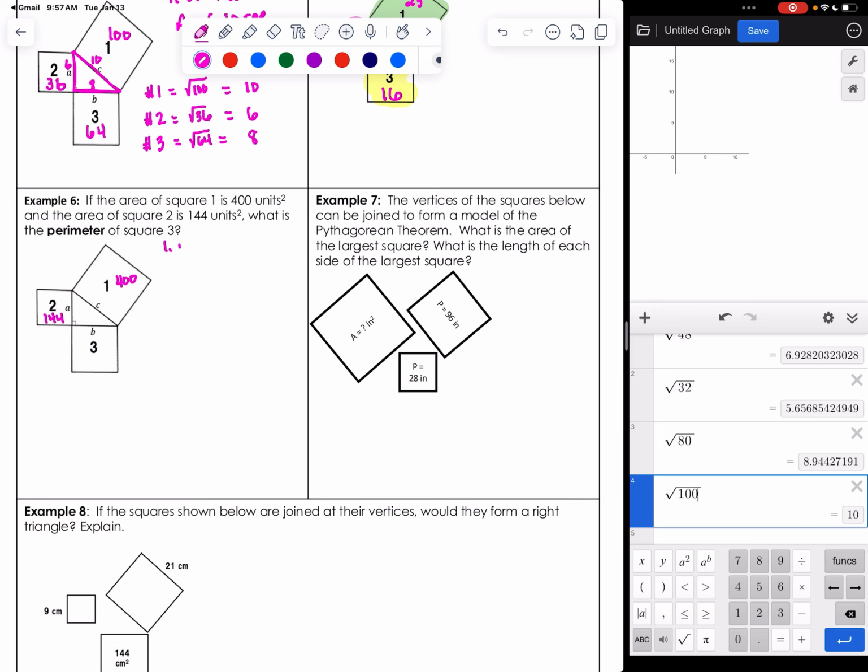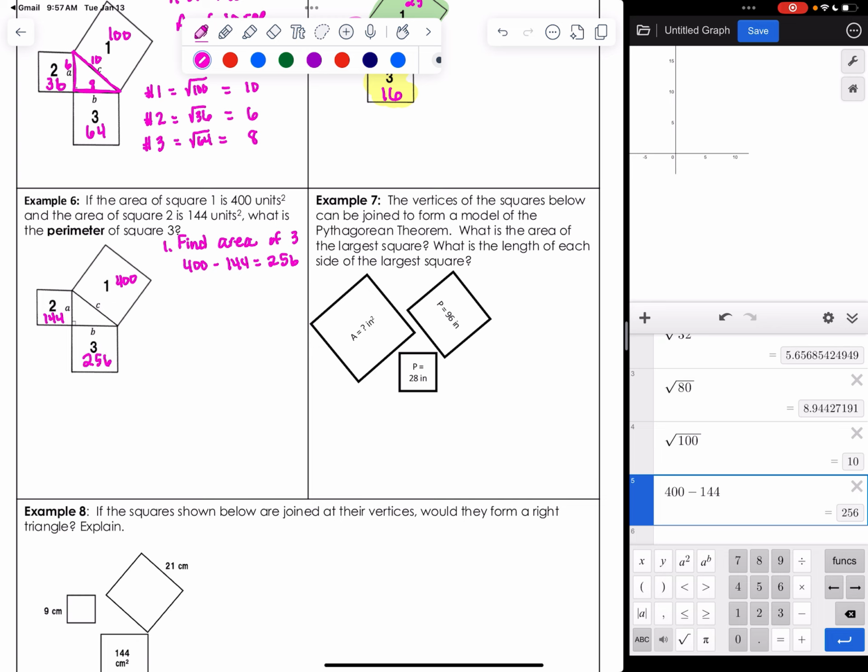So I'm going to write this down. Find area. Find the area of square 3. So to do that, we would have to take 400 and subtract 144. So 400 minus 144. And that would give me the area of square 3 is 256.